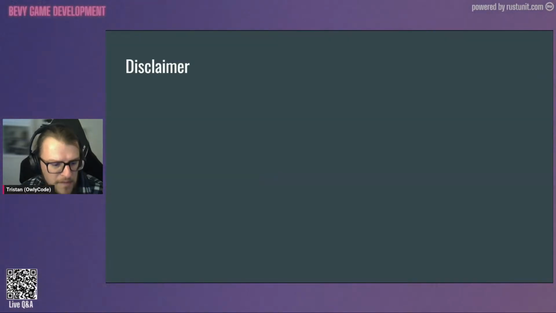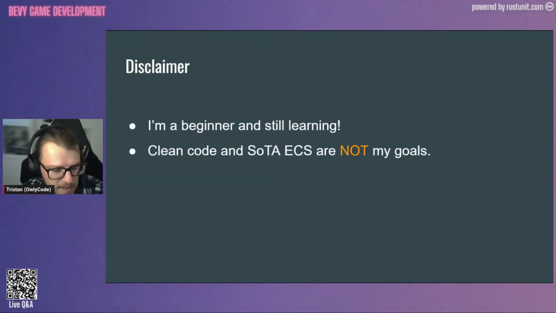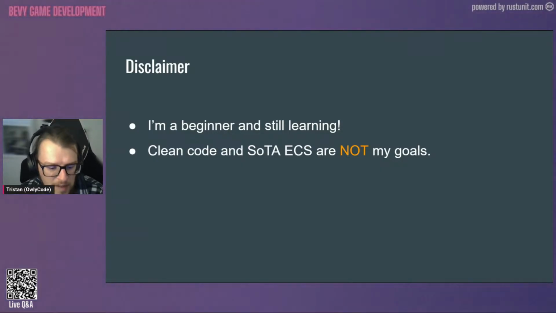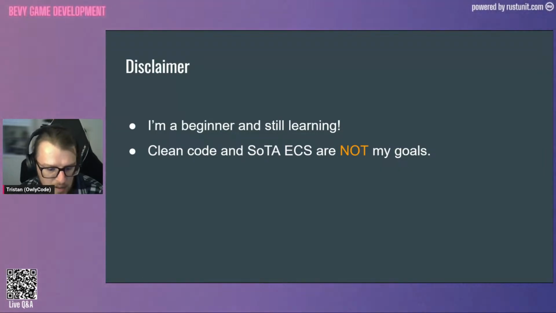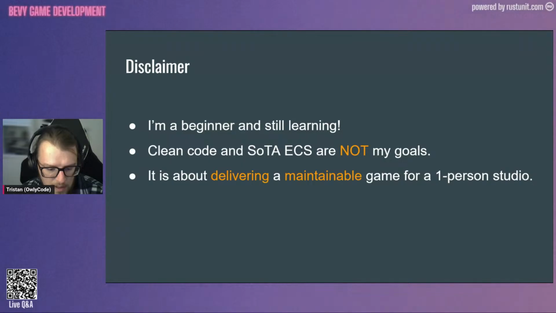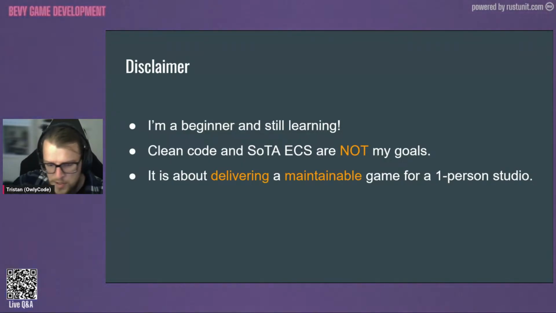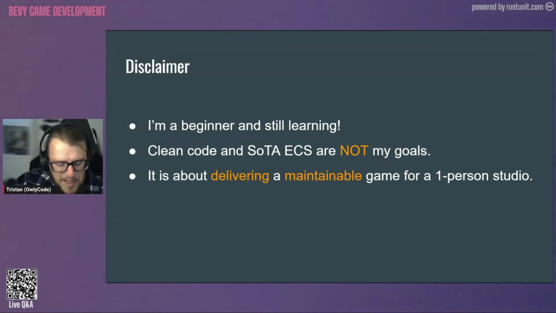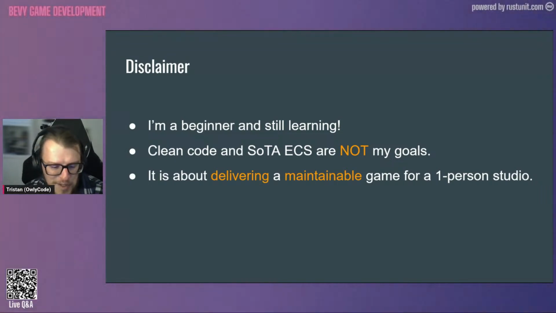So when I started Greenfield Haven, also a little disclaimer before that, I'm a beginner and still learning. I've been doing Rust and Bevy for 2 years, so that still makes me a junior with that technology. It's not about state-of-the-art ECS or clean code. It's not my goal, because my goal is delivering a game for a one-person studio. I'm doing everything alone, and it has to be maintainable. So I'm not here for the research purpose of progressing the cause of ECS game engines.